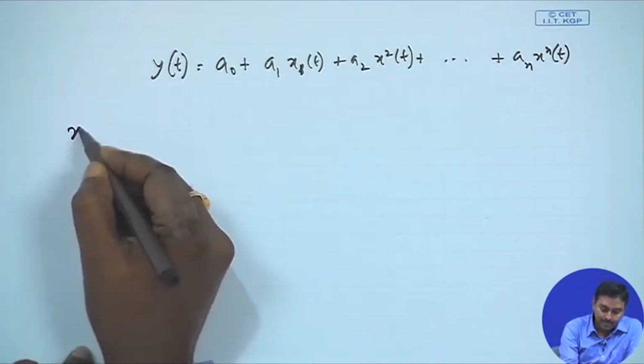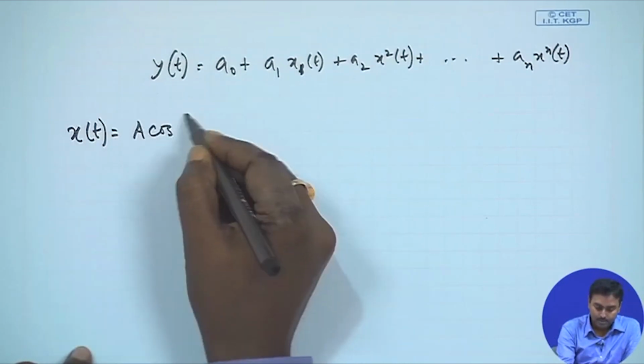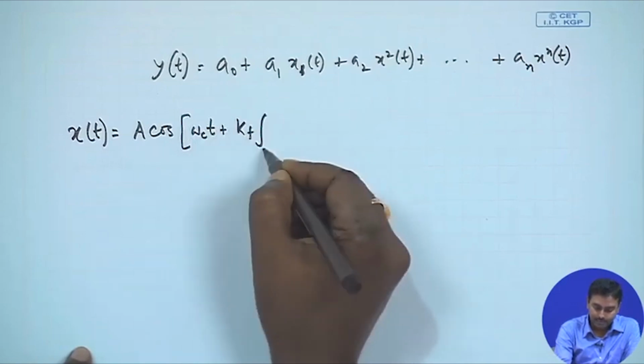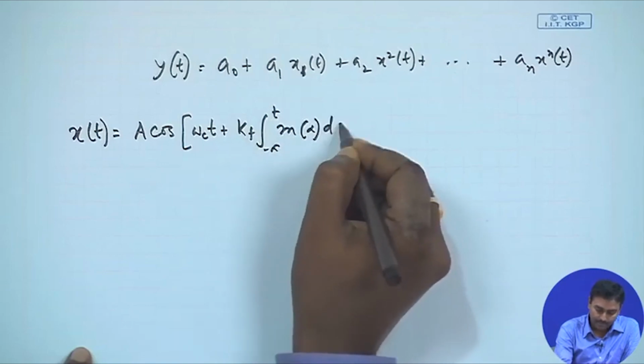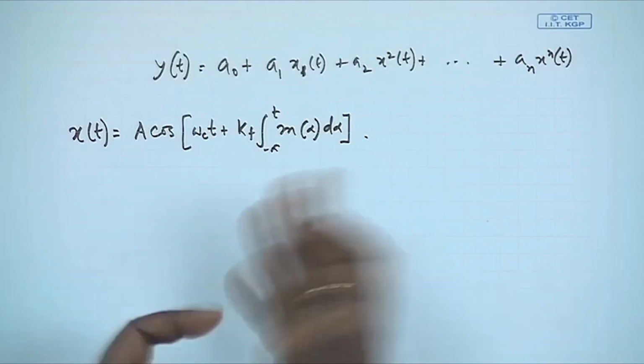So, for an FM signal, that means my x(t) should be A cos(omega_c t plus k_f integration from minus infinity to t of m(alpha) d alpha). Whatever discussion we are doing is equally valid for FM as well as PM, right. Both are equivalent, that is something we have proven. Instead of the integration, you will be putting just m(t) over here.